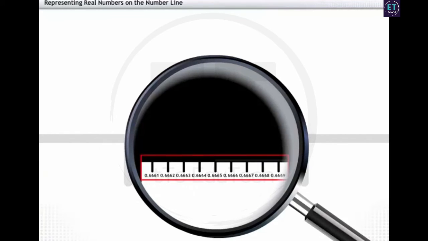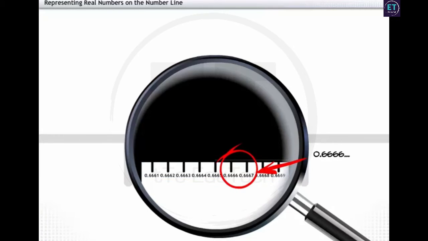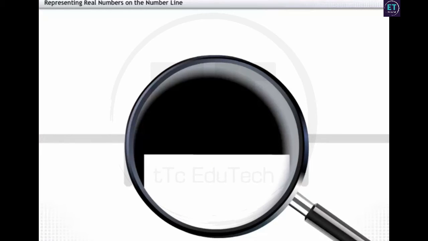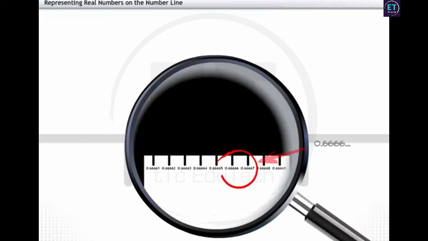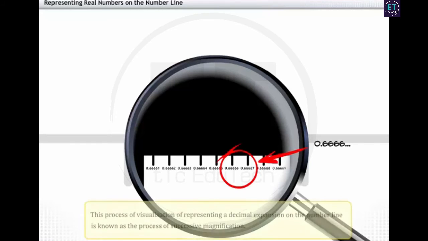Let's magnify the section and observe closely. Next, divide them into 10 equal parts and represent them as shown. Now, you can locate the decimal expression in this section of the number line. If we keep on continuing this process, then the degree of accuracy will be more.